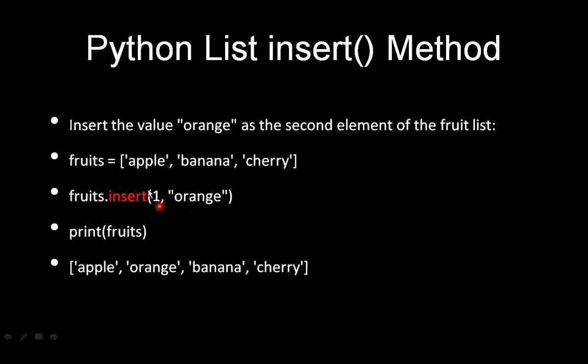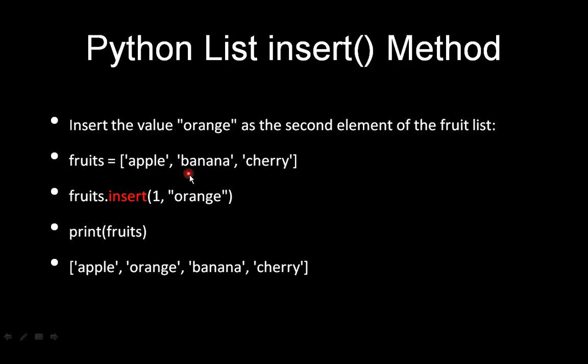That is the position of the element in the list, in other words the index number that we specify here. Then, comma, and the value of the element. Here it is orange. You can notice in this list that apple is at index 0 and banana is at index 1.